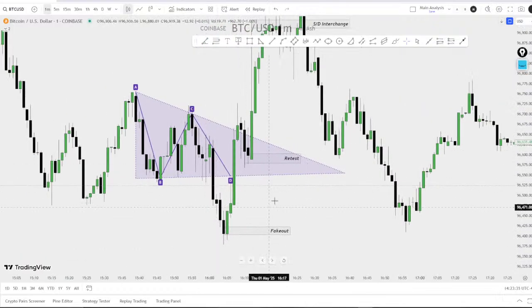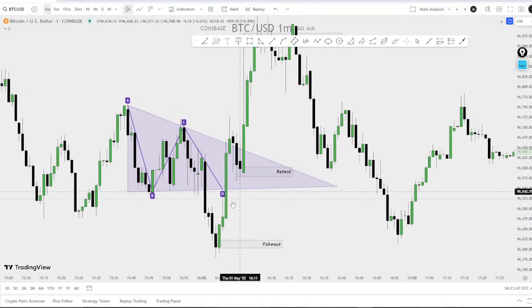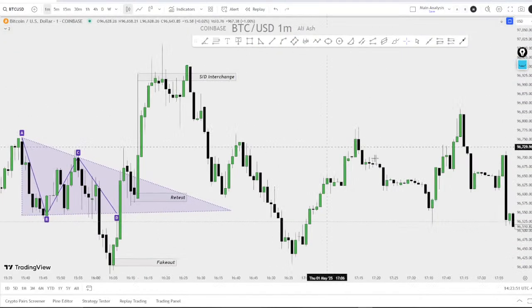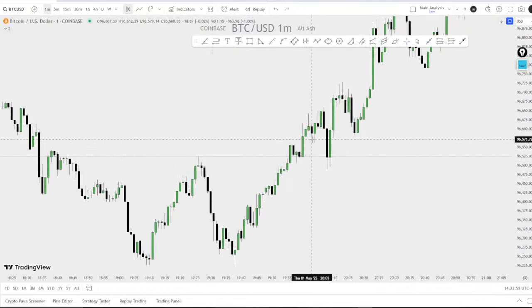So we had the fake out, we had the retest. If you are trying to spot these, just go for the choppy zones, find a fake out which goes beyond the zone, and then from the retest you can find the perfect reversal here. Okay, let's do this a few more times.